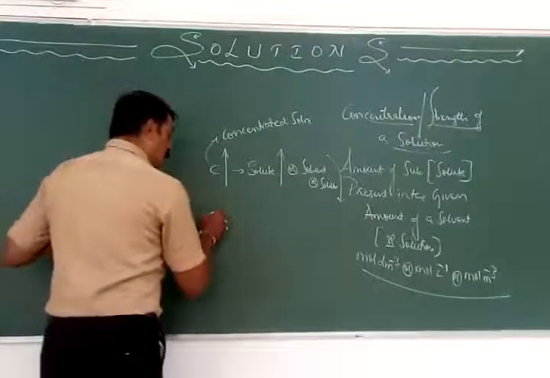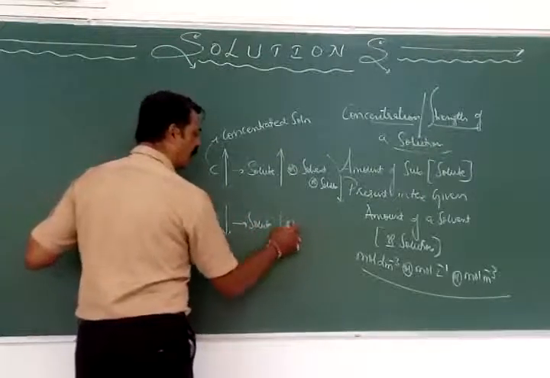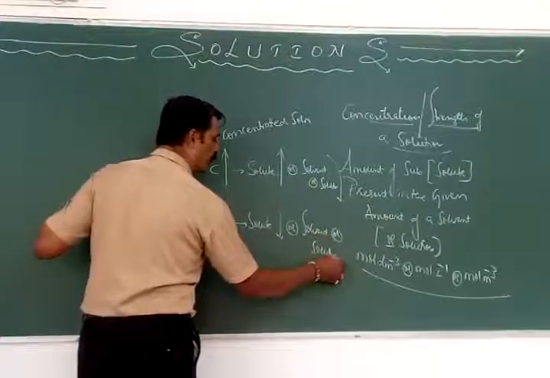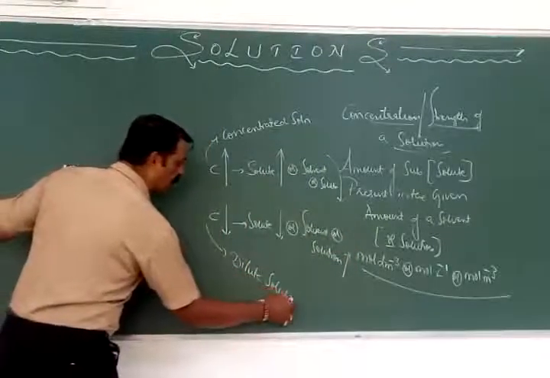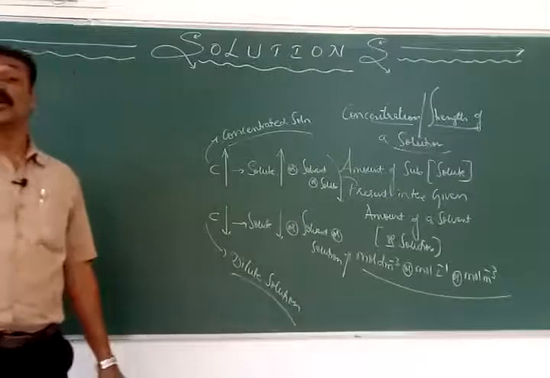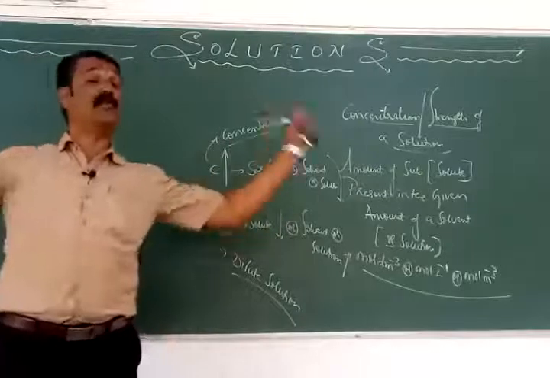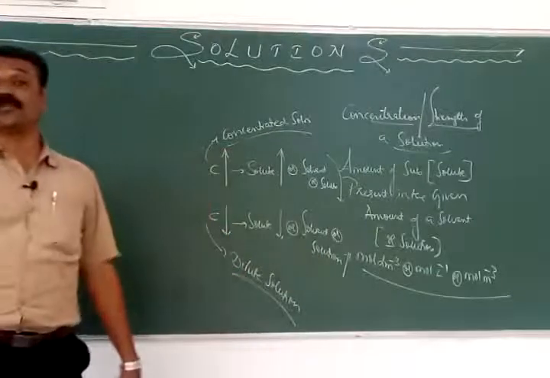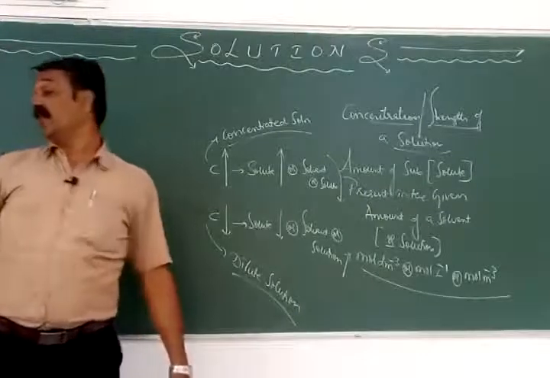To decrease the concentration of a solution, the solute must be less, and the solvent or solution must be more. Those types of solutions are called dilute solutions. A solution of lower concentration is called a dilute solution, meaning the amount of solute is very, very less compared to the very large amount of solvent, or sometimes solution. So this is about the main term related to the solution chapter.